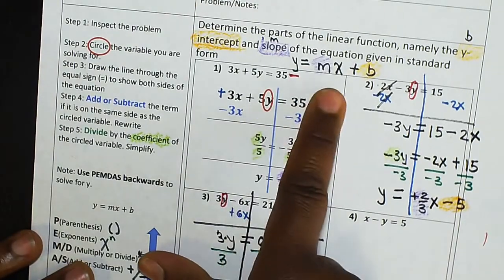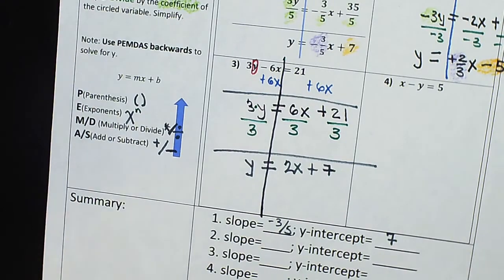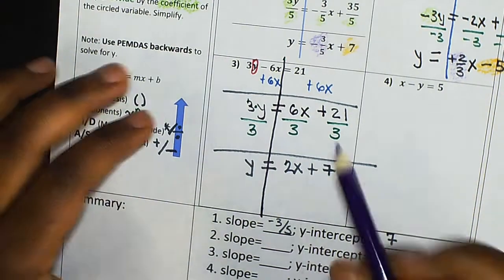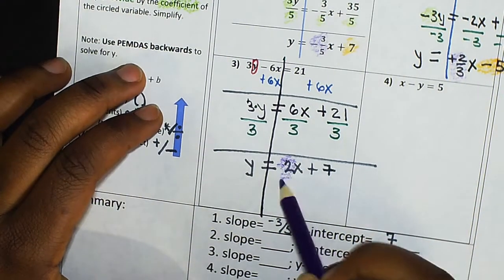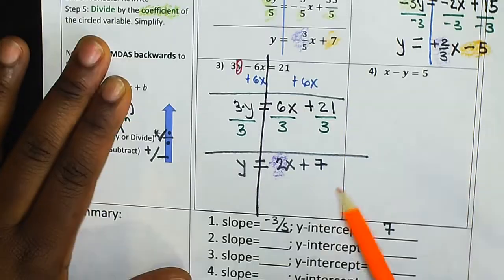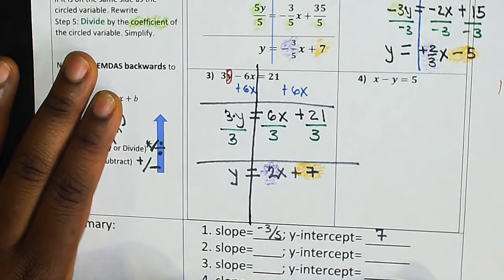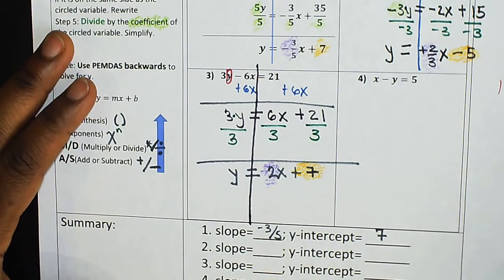And I know that my slope is the number in front of x. So that's going to be, where's my color pencil? Oh, here it is. 2. And my y-intercept is 7. This is the last one.